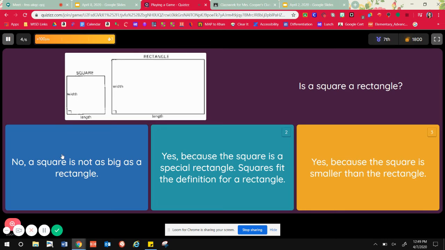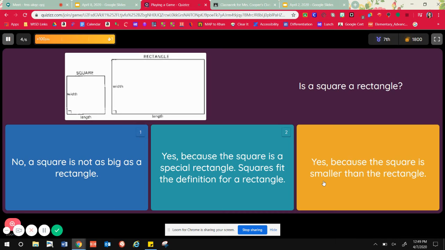So my answer choice, this one says no, so I automatically know I can eliminate that. My next two say yes. So yes, because the square is a special rectangle. Squares fit the definition of a rectangle. That's what we just did. We looked at the definition of a rectangle. It fit, but let's just check the next one to be sure.